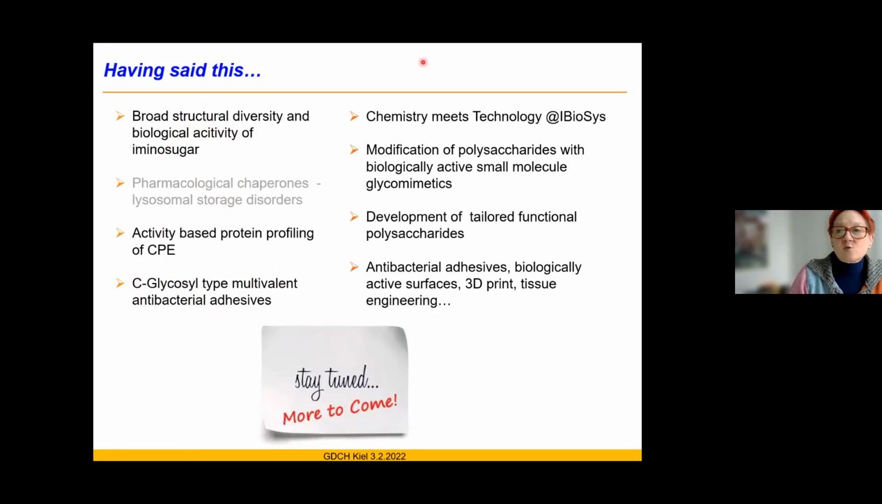And now bringing chemistry and technology together, with the modification method, we have the proof of concept now available to conjugate small molecules onto a polysaccharide backbone. We could develop really tailored functional polysaccharides for different technology. So it's very, very exciting what's going on in our group. And I just can tell you, stay tuned.